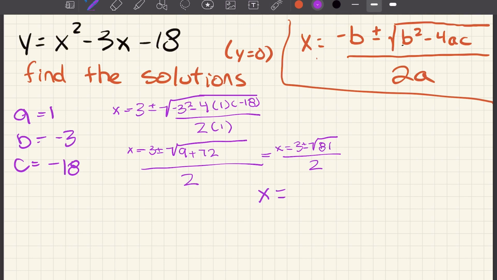So you do 81 divided by 2. What is that symbol again? 81? Oh, that's the inside root. Square root, right? So 9.